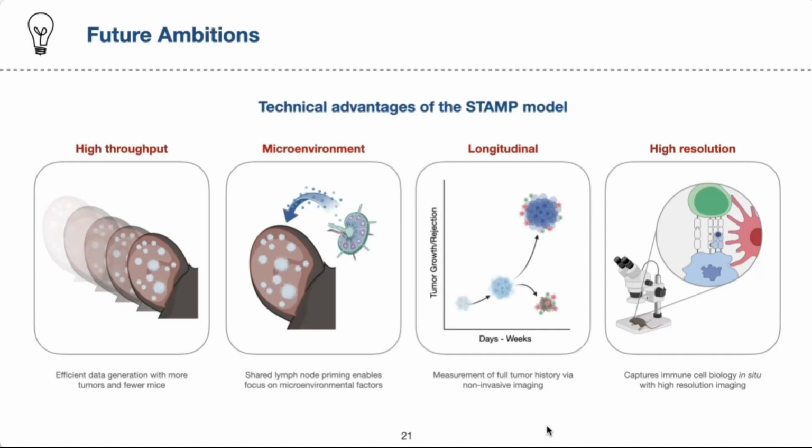So these include Wnt beta-catenin signaling, elevated in desert tumors, TGF-beta signatures in excluded tumors, and interferon signatures in inflamed tumors. So in other words, the STAMP model recapitulates key features of tumor immune evasion seen in patients and enables us to make comparisons between individual tumor lesions within one ear and one mouse.